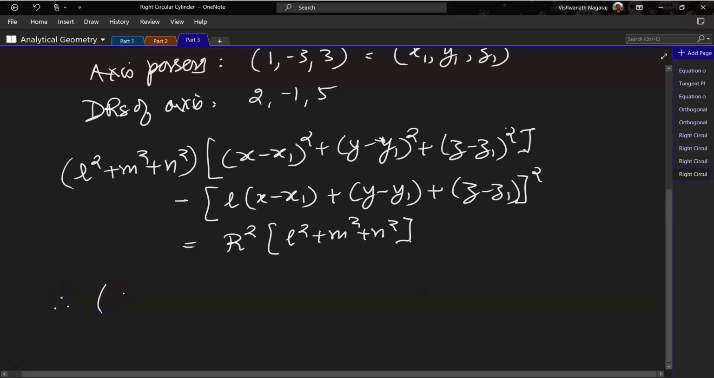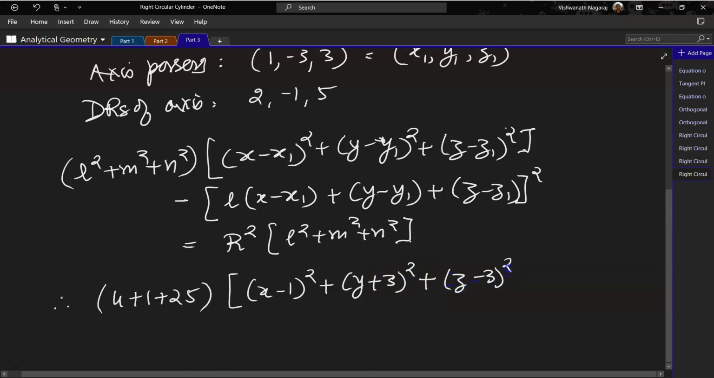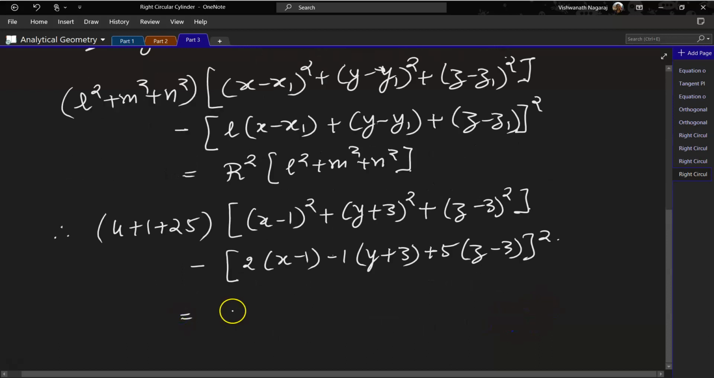Therefore, (4 plus 1 plus 25) times ((x minus 1) square plus (y minus minus 3, that is y plus 3) square plus (z minus 3) square) minus (l is 2 times (x minus 1), minus 1 times (y plus 3), and then plus 5 times (z minus 3)) the whole square is equal to r is 2, so 4 times (4 plus 1 plus 25).